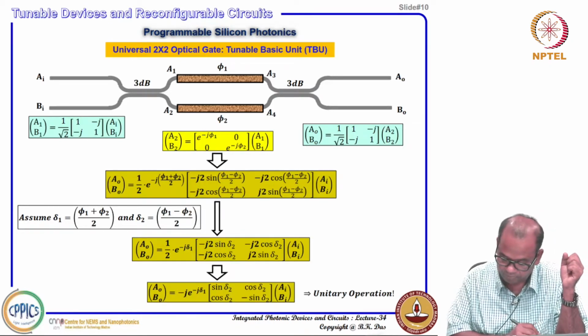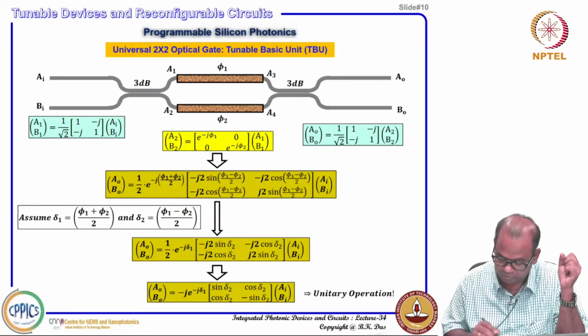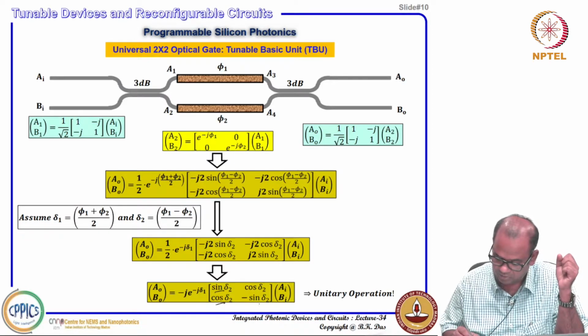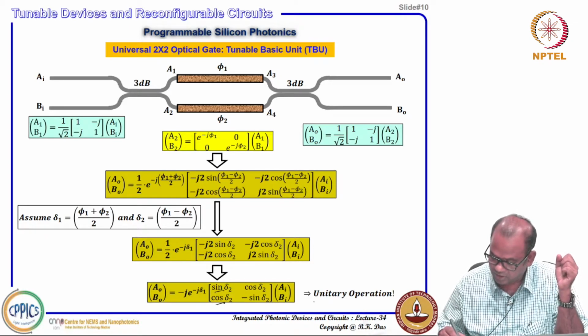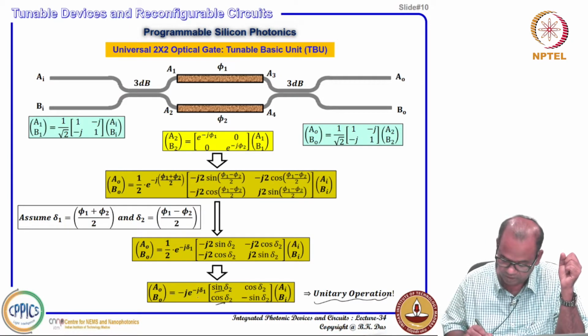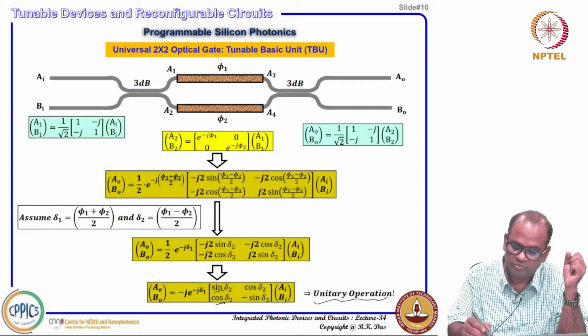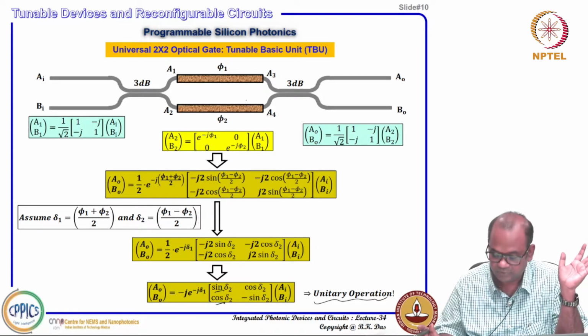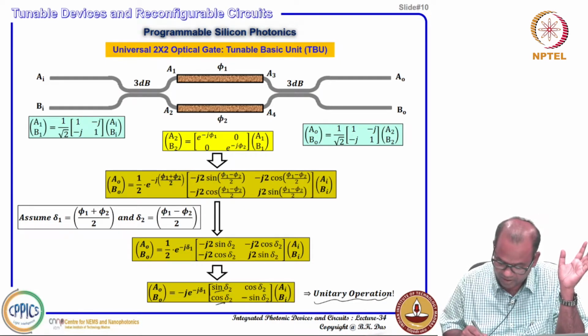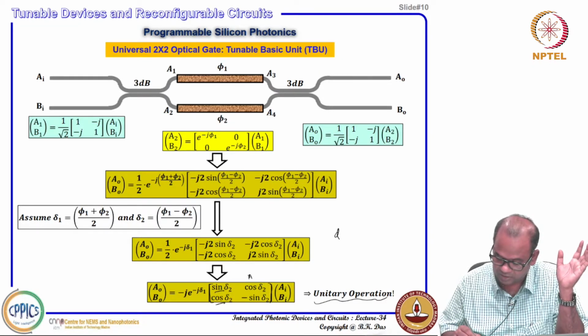Then what you get, if you take out minus 2 j, then sin delta 2, cos delta 2, all the elements cos delta 2, minus sin delta 2. This is actually a unitary operation. That means, whatever phi 1 and phi 2 you have, if you see the determinant of that matrix, if you call that matrix as x.